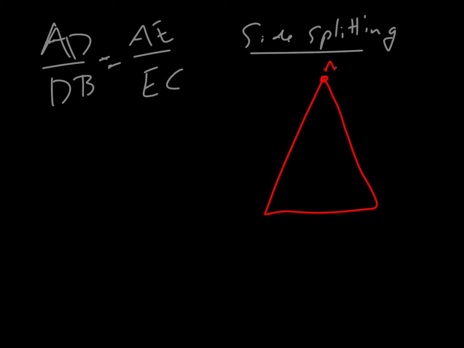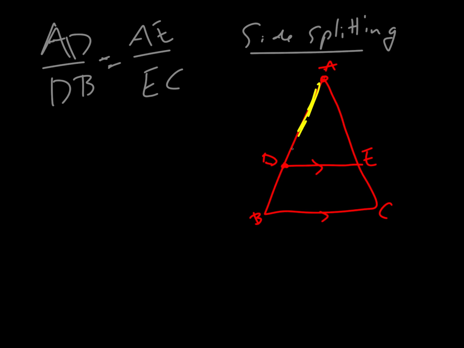We'll call this A, B, C. And then we draw a parallel piece right here. We're going to call this D, E. And once we have this, we set up some proportions.